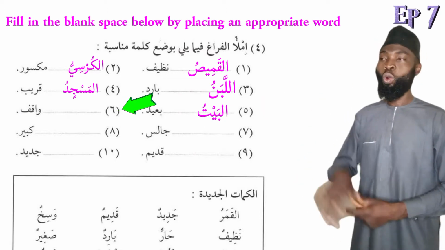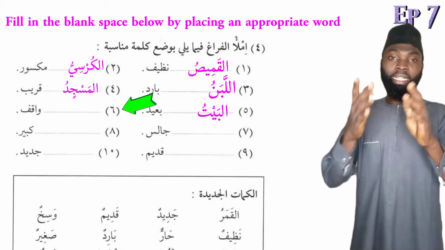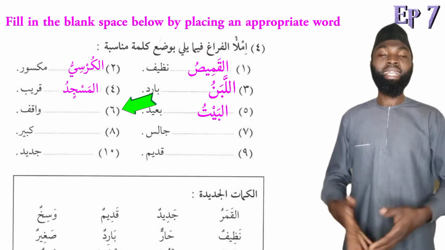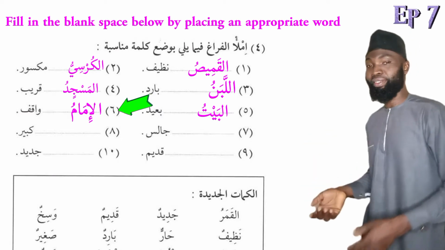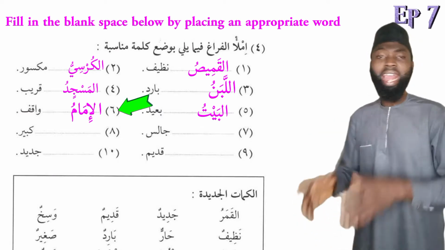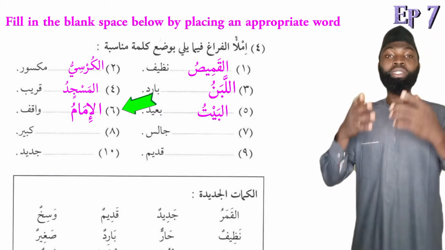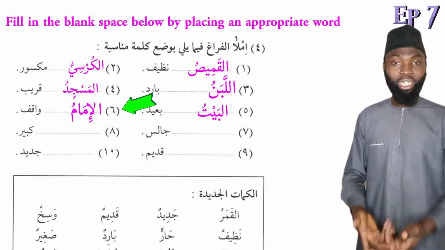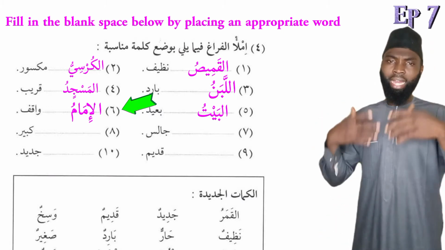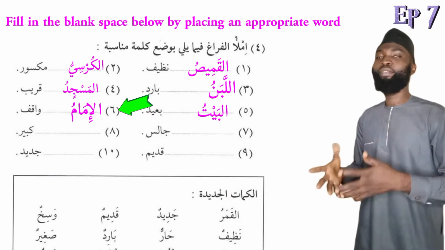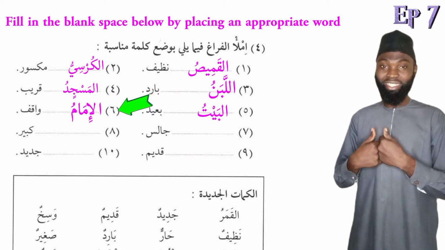Number 6, we have waqifun. Waqifun simply means standing. Who is standing? You can simply say al-imamu waqifun. The imam is standing. Any other person can stand. We can also say al-muallimu, the teacher, al-ustazu, the professor or the teacher also, al-ustazu waqifun, the ustaz is standing. You can also say al-abu, the father, waqifun, is standing. Now you choose what to use, but do not use my own words.